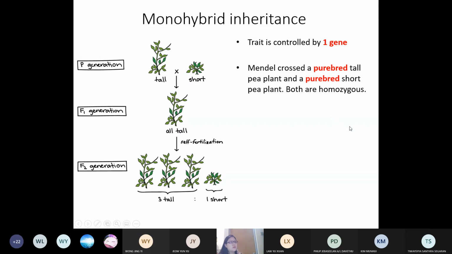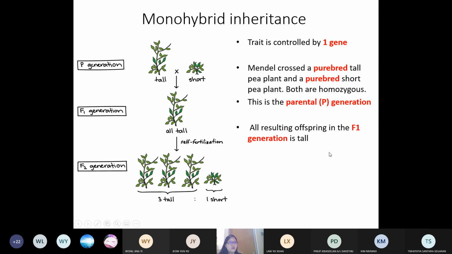So he takes these purebred plants and calls them the parental generation, and he breeds them together and realized that all the offspring are tall. The offspring we call the F1 generation. Now F1 stands for filial generation, not something you need to write in an exam, but for you to know for fun.